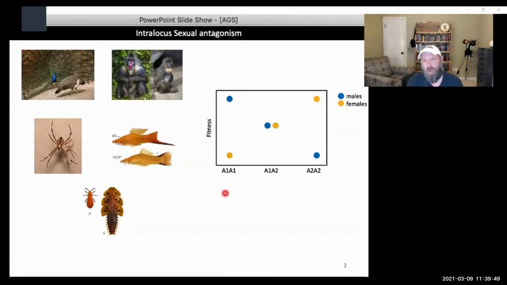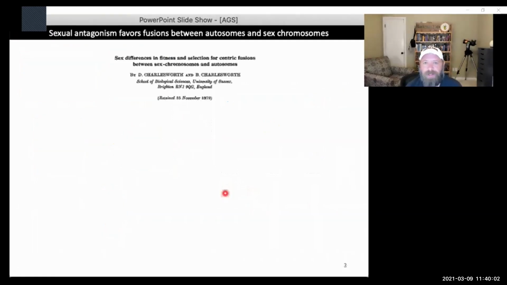And so one way that we might test this is by looking across the tree of life for a signature of results that would be produced by having this kind of variation. And we can actually go back to the 1980s.